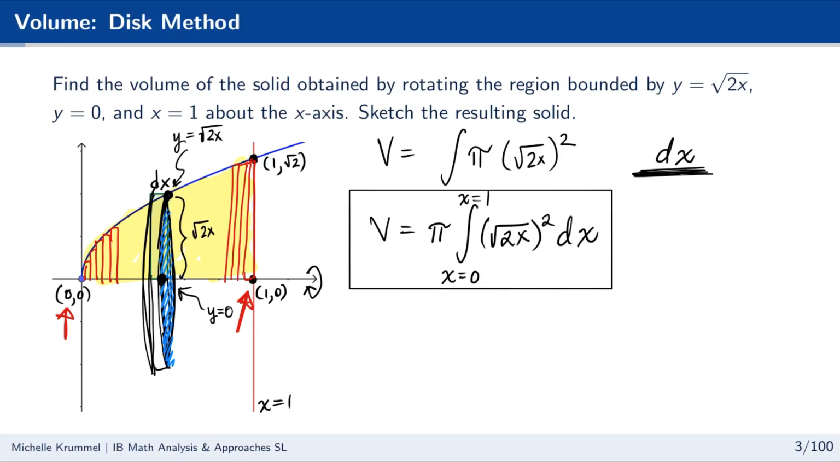And now we just need to compute the answer. So let's evaluate this integral. So this is pi times the integral from 0 to 1 of the square root of 2x squared, which is 2x, dx. So pi, then I will integrate the 2x dx to get x squared from 0 to 1.